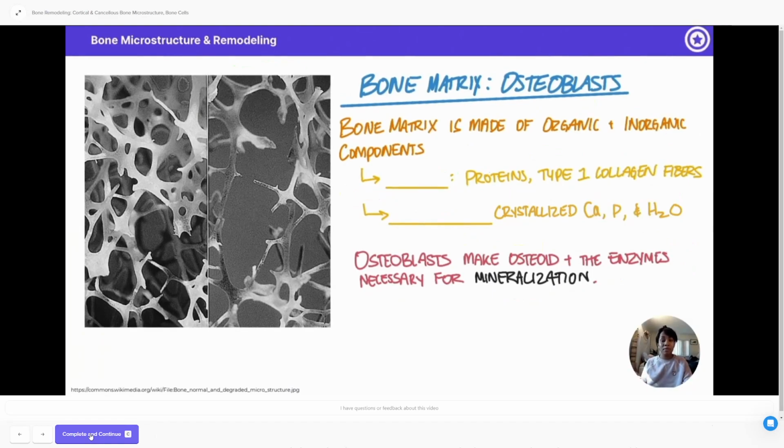So the organic portion of the bone matrix that's made up of the protein and the collagen is going to be called osteoid, whereas the inorganic component that's made up of phosphorus, calcium, and water is going to be called hydroxyapatite.